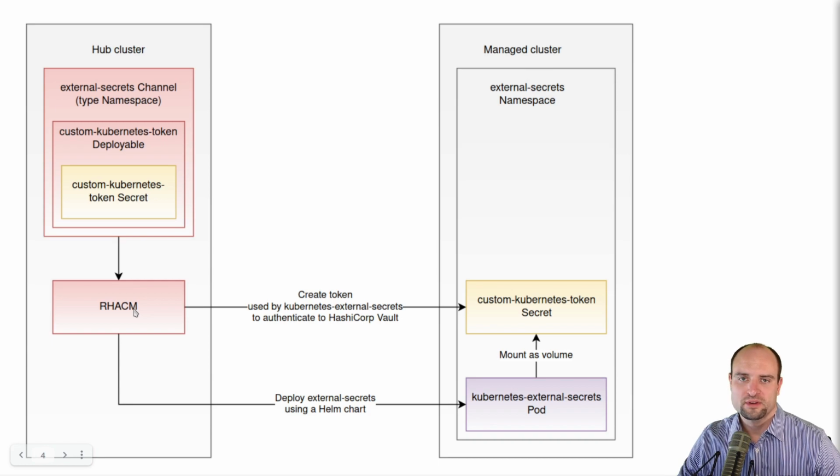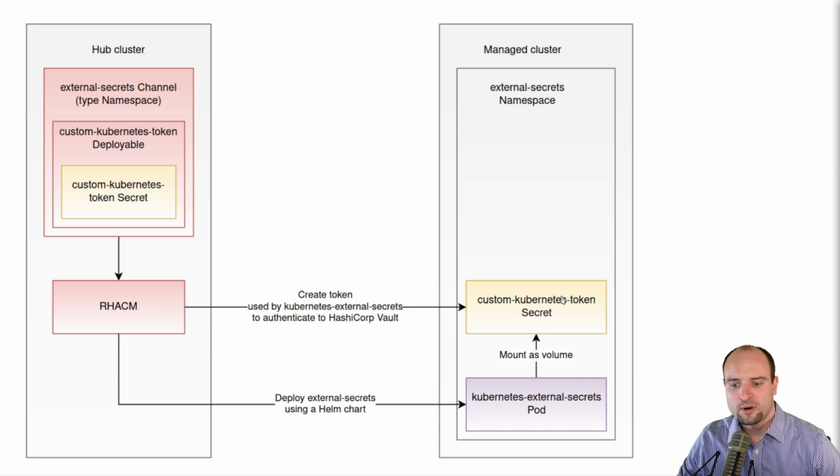We take the service account token, which is a Kubernetes secret, and we wrap it into a RHACM object, a deployable. We then put this deployable into a channel of type namespace in RHACM. All our managed clusters subscribe to this channel, and hence RHACM will copy the service account token on each of the managed clusters.